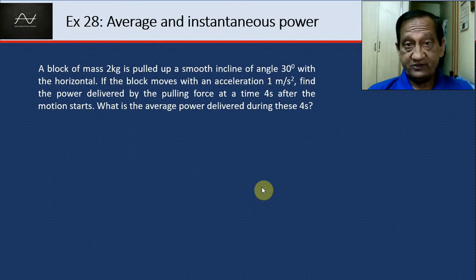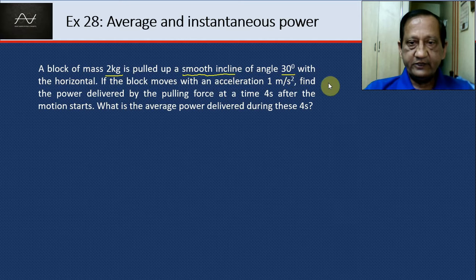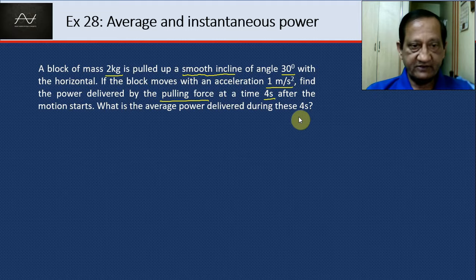Average and instantaneous power. This is very interesting. Very good question. A block of mass 2 kg is pulled up a smooth incline, no friction, and the angle of inclination is 30 degrees with the horizontal. If the block moves with an acceleration of 1 meter per second square, what is the power delivered by the pulling force at a time 4 seconds after the motion starts? Initially it was at rest. So what is the power delivered at this instant? Number one. And number two is what is the average power delivered during these 4 seconds? Those two things are different.